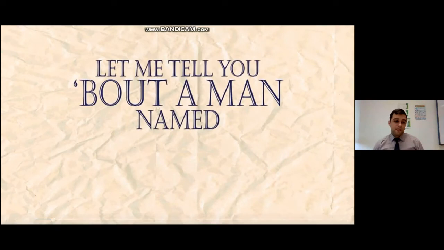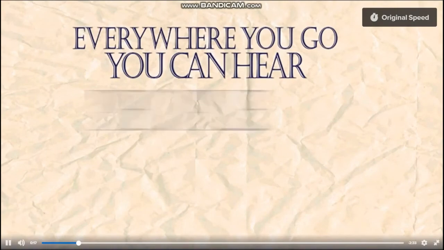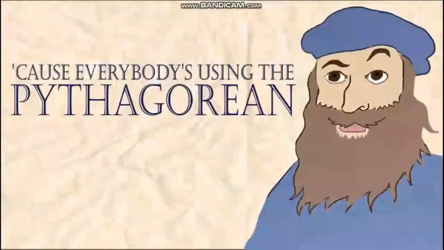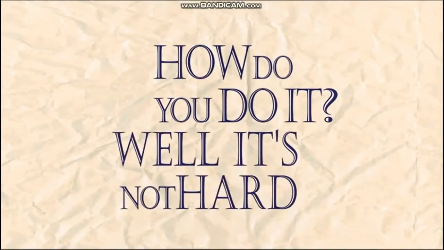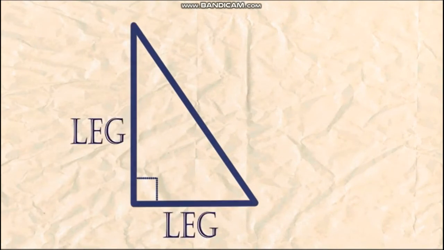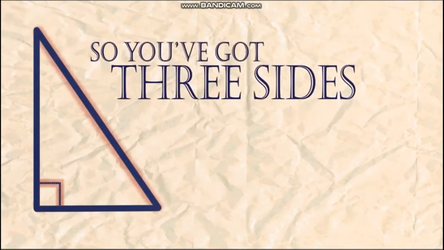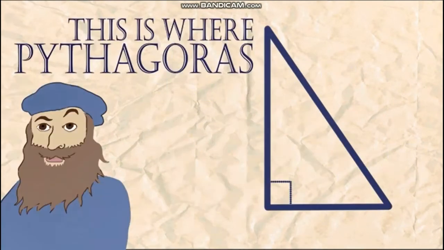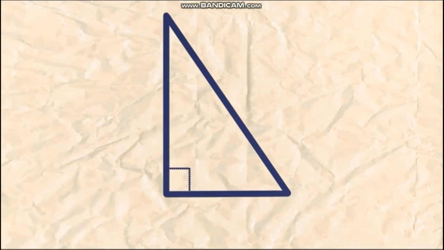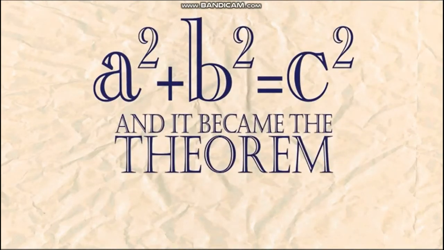Let me tell you about a man named Pythagoras. He was a mathematician, but way past the average. Everywhere you go, you can hear people cheer him, cause everybody's using a Pythagorean theorem. How do you do it? Well, it's not hard. All you need is a right triangle to start. Yeah, the two short sides are legs. The long side has a different name instead, the hypotenuse. And in case you get tangled, it's the side that's always across from the right angle. So you got 3 sides, but you only know 2. This is where Pythagoras knew what to do. He named the 2 short sides A and B, and he called the hypotenuse C. Then he fit all of it into an equation, and it became the theorem that's sweeping the nation.